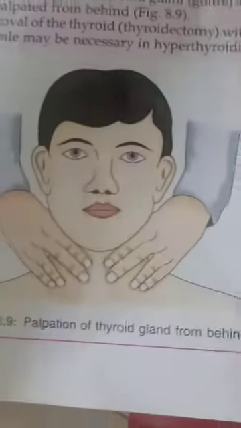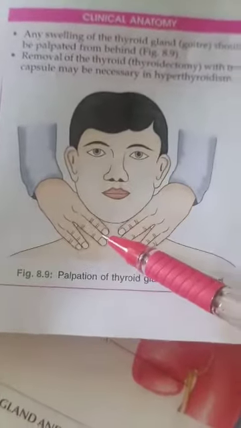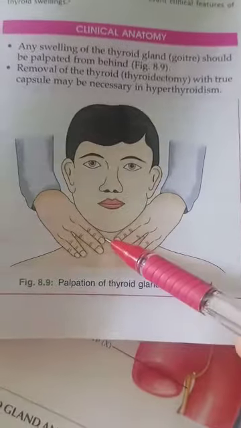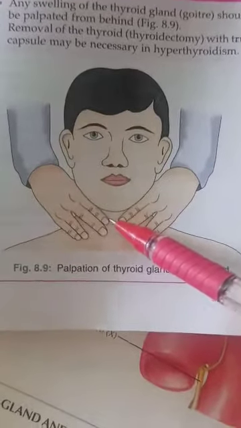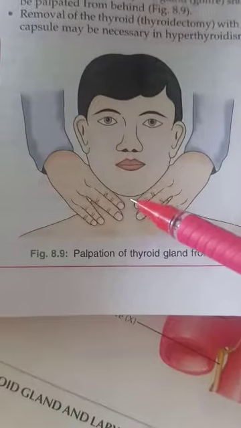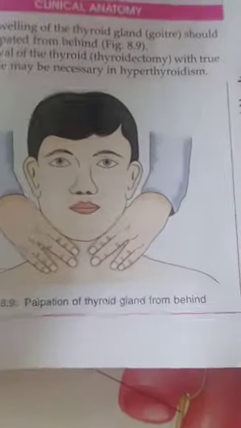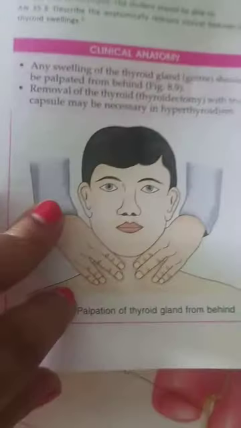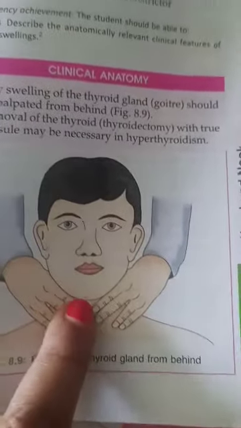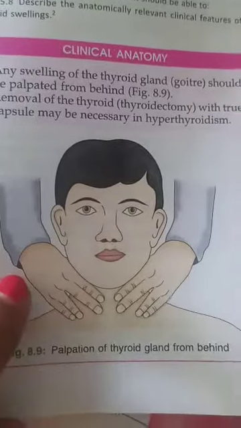Then applied anatomy. This is a goiter, that is, the swelling of the thyroid gland. The removal of the thyroid gland is known as thyroidectomy, and oversecretion of the thyroid gland is called hyperthyroidism. Sometimes tumors can be seen in the thyroid gland. If there is any tumor, it can affect the surrounding structures; it can compress the surrounding structures.